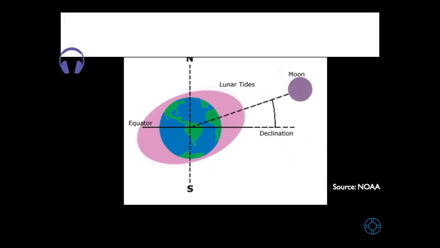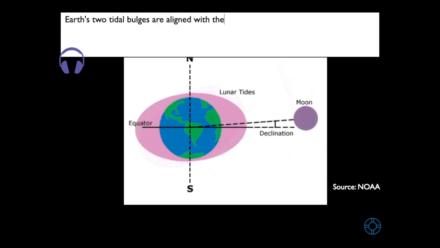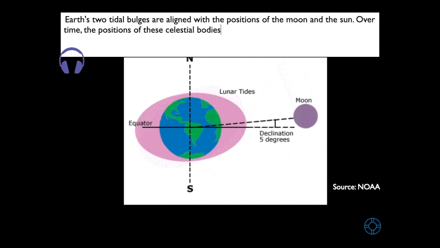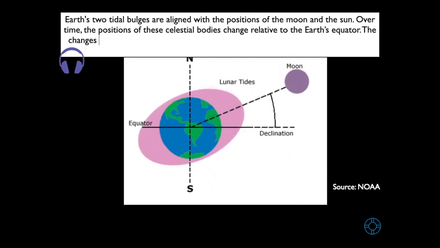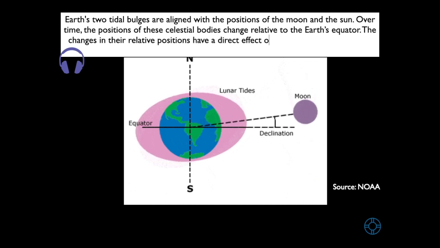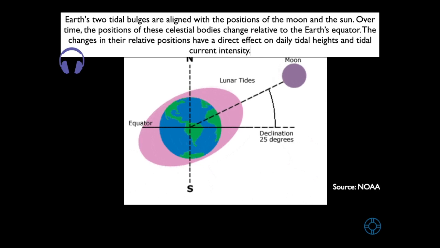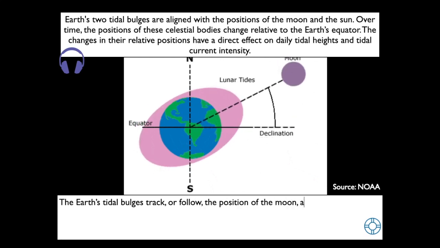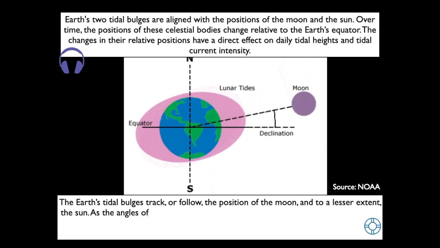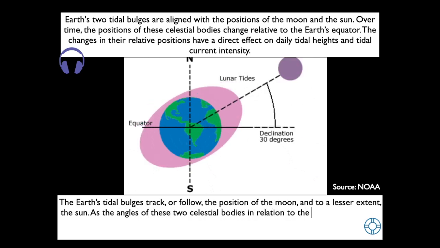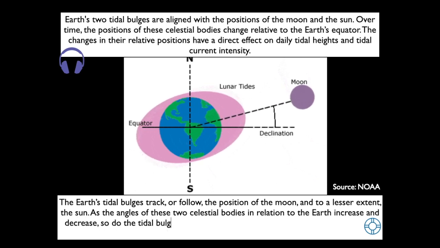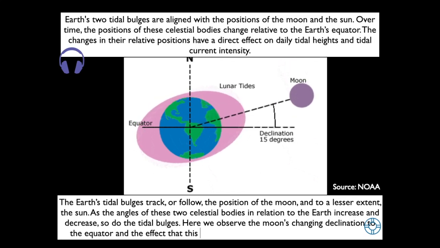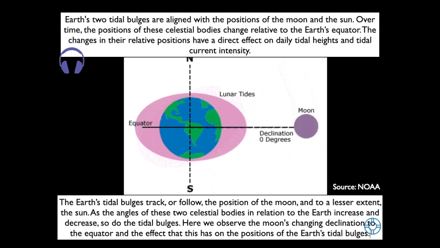As we have seen, Earth's two tidal bulges are aligned with the positions of the moon and the sun. Over time, the positions of these celestial bodies change relative to Earth's equator. The change in their relative positions has a direct effect on daily tidal heights and tidal current intensity. The Earth's tidal bulges track or follow the position of the moon and, to a lesser extent, the sun. As the angles of these two celestial bodies in relation to the Earth increase and decrease, so do the tidal bulges. Here we observe the moon's changing declination to the equator and the effect that this has on the positions of the Earth's tidal bulges.